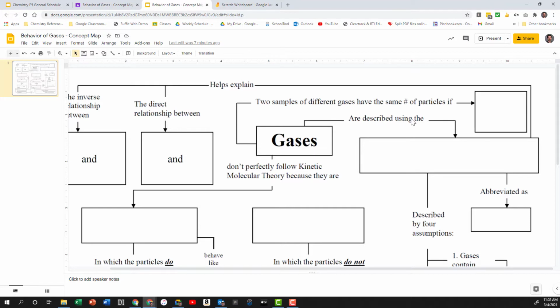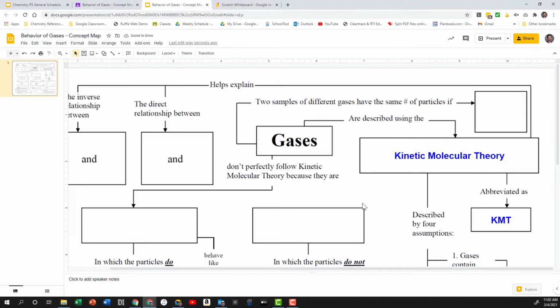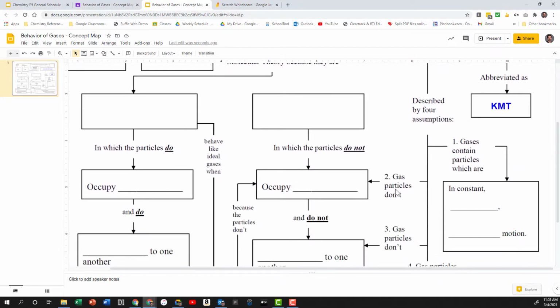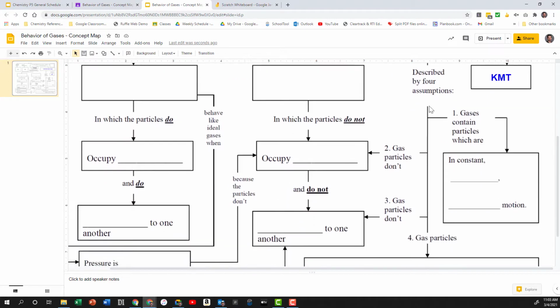So gases are described using the kinetic molecular theory, which is abbreviated, amazingly, KMT. And kinetic molecular theory has 4 different assumptions which are listed below. So, kinetic molecular theory described by 4 assumptions.